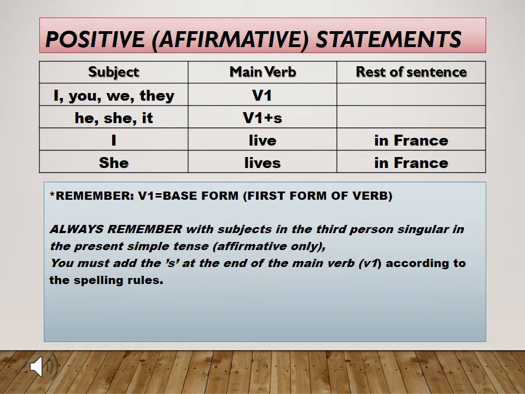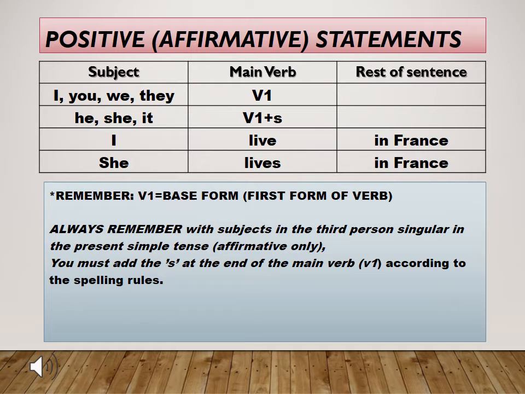Now I will teach you how to make positive affirmative statements with present simple tense. Well, it's very easy. You just have to take a subject, add a main verb to it, and then add the rest of the sentence. You have to remember that as the main verb, you always have to use the base form, meaning the first form of the verb, in present simple tense.